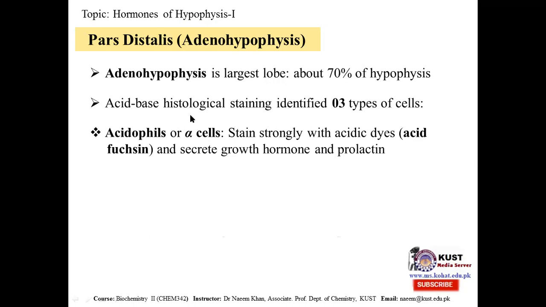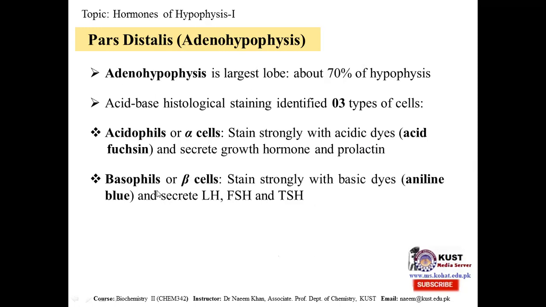One type of cell in the adenohypophysis is the acidophils, or alpha cells, and they secrete growth hormone and prolactin. These are the cells which are stained with acidic dyes, like acid fuchsin.